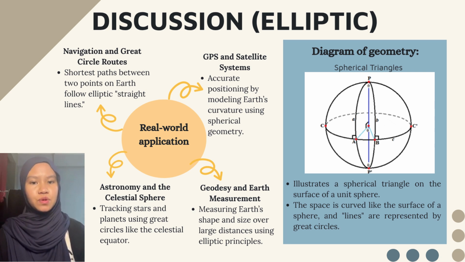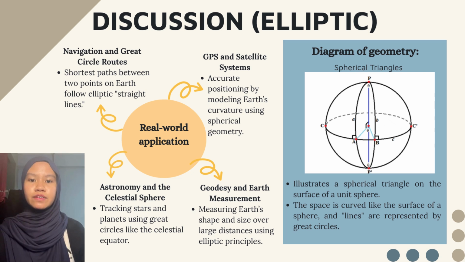Next, in astronomy, the celestial sphere uses great circles like the equator and ecliptic to track stars and planets. Lastly, geodesy measures Earth's size and shape over large distances using elliptic principles.